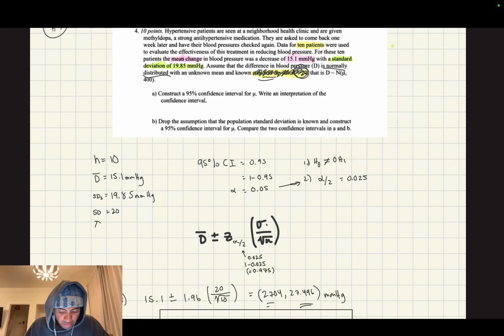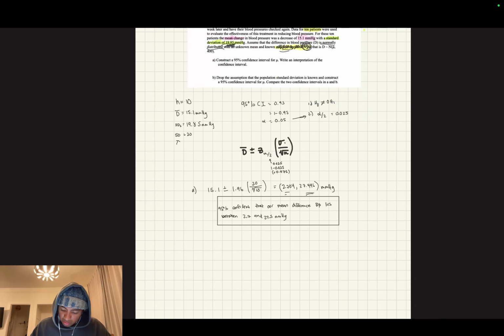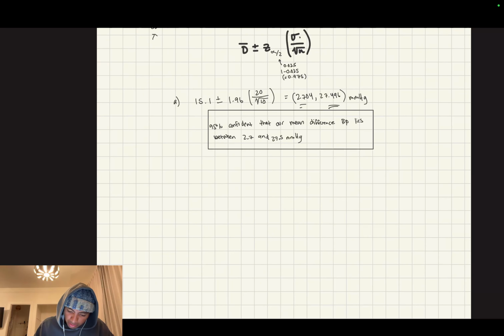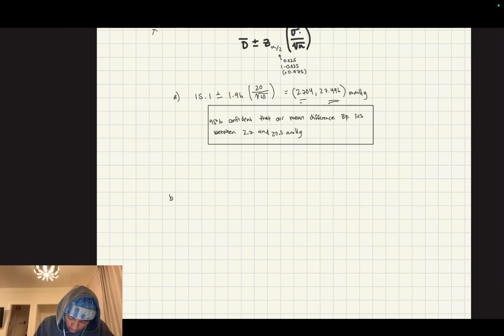So we're going to do the same thing we did for A, except this time we don't know our population standard deviation. When we do know our population standard deviation, we use the Z distribution, and when we don't know, we use the T distribution. Luckily, they were kind enough to give us the sample standard deviation. It also says compare the confidence intervals between A and B, so let's do B first before we can compare the two.